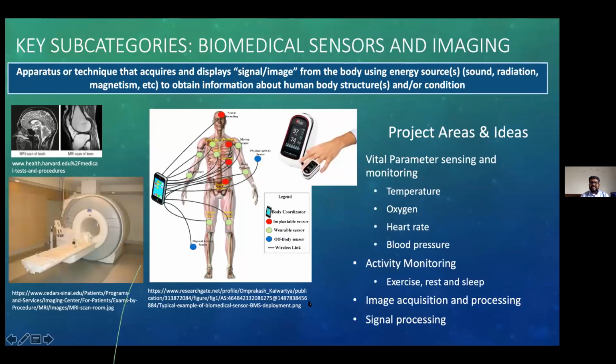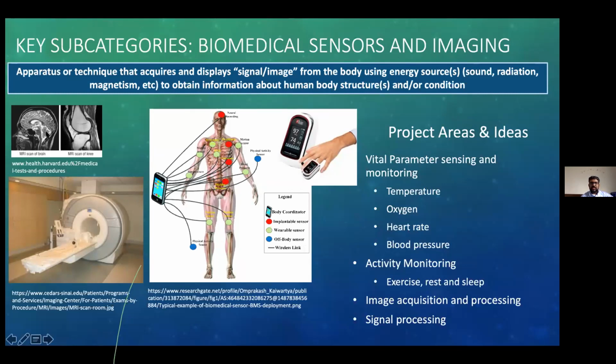Now, biomedical sensors and implants are another very interesting field. Here, we usually use some external energy source, or we use the energy that is generated within the body, to pick up a signal or some sort of image from the body. And then we use that to find out more information about the human body, its structures, or conditions that are affecting the normal functioning of the body.